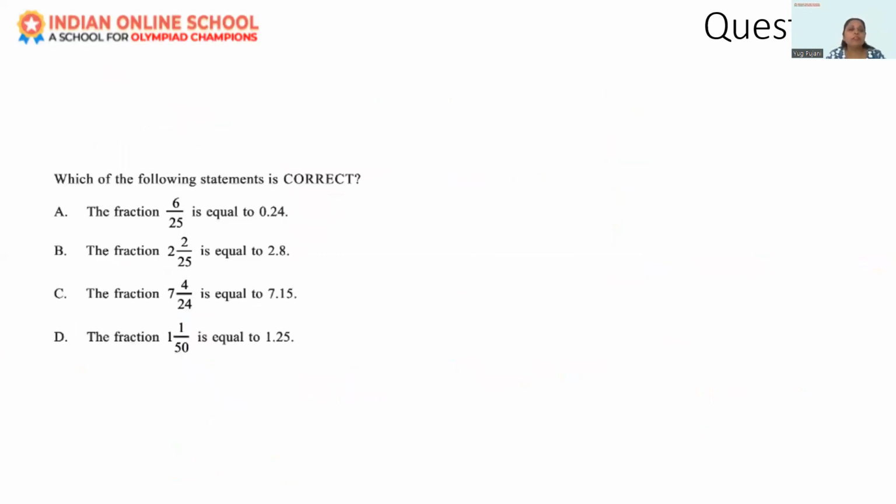Now, which of the following statements is correct? In this class, grade 5, I think decimals have been introduced to you, right? Decimal is a new topic which is introduced to you here. Which of the following statements is correct? The fraction 6 by 24 is equal to 0.24. They are asking for the correct statement.